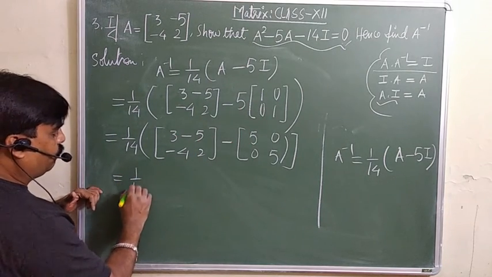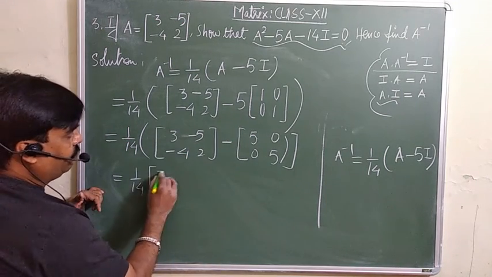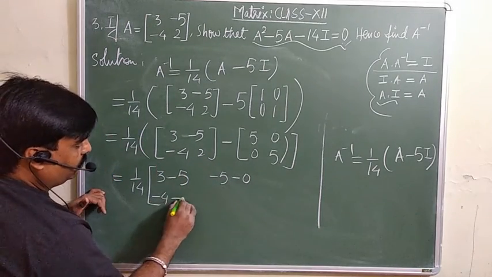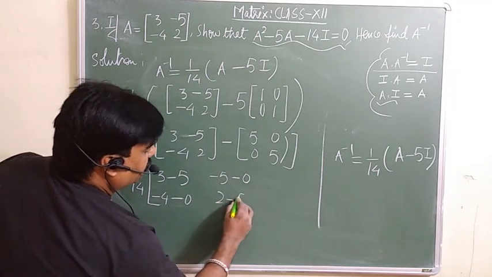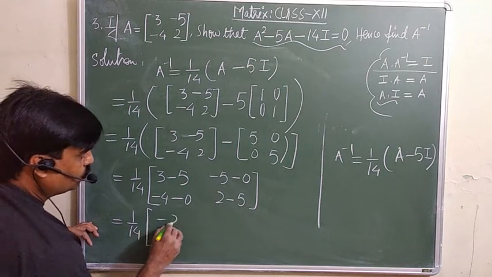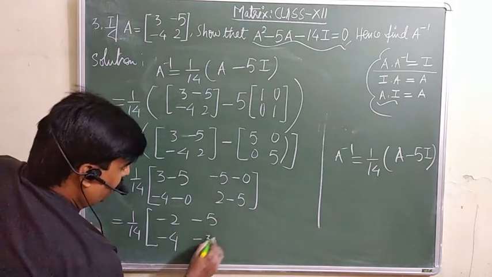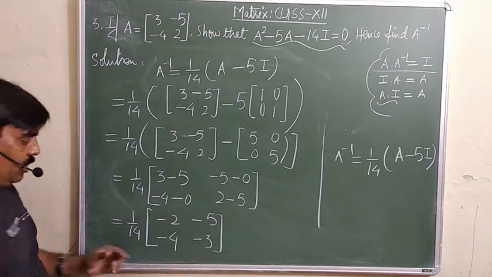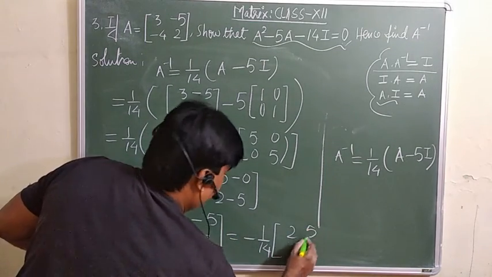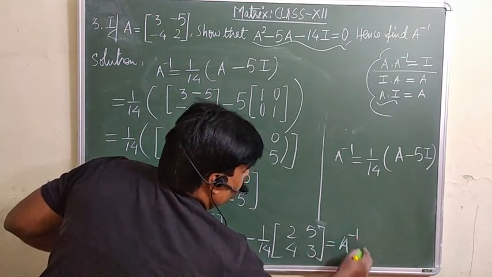So here you will get 1 over 14 times 3 minus 5, minus 5 minus 0, minus 4 minus 0, 2 minus 5. So this is equal to 1 over 14 times minus 2, minus 5, minus 4 and minus 3. You can take out the minus common from here only. So what you will get? You will get minus 1 over 14 times 2 5 4 3. And this is your A inverse. Have a look.